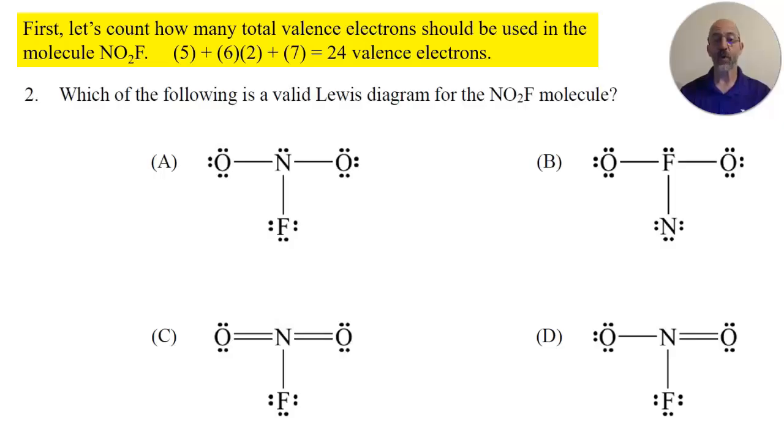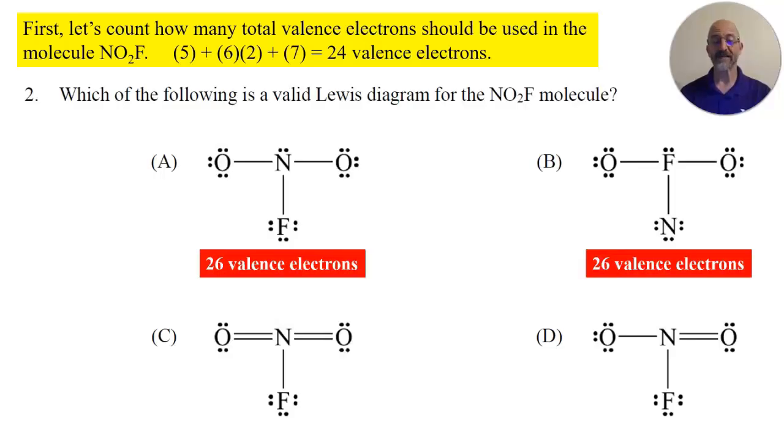And if we look at these 4 Lewis diagrams, perhaps we can eliminate some of the choices if the Lewis diagram does not have exactly 24 valence electrons. If you count the total number of valence electrons in the Lewis diagrams for choices A and B, you will notice that they actually have 26 valence electrons, not 24. So we can eliminate choices A and B.